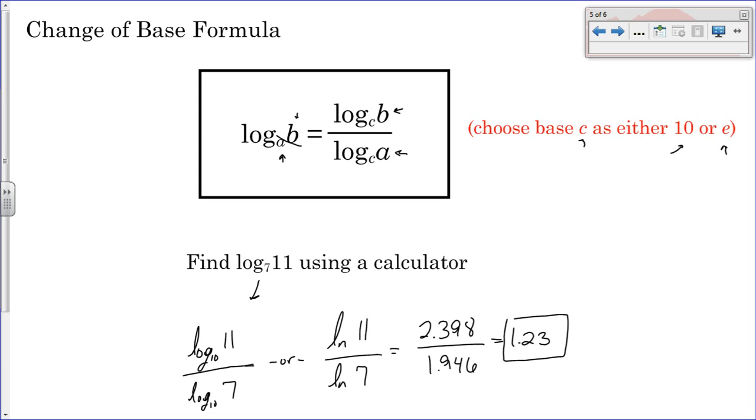So your change of base formula: it's the log, and then either pick 10 or e. If you pick e, you're going to have a natural log. So you're going to have log base 10, or e, of b, which in our example here is 11. So log base 10 of 11 over log base 10 of your previous base, the base that's actually in your original problem here, log base 10 of 7. Like I said, you can draw a little fraction bar in there. So it's log base 10 of 11 divided by log base 10 of 7, or natural log of 11 over natural log of 7. Both ways will give you the same answer.